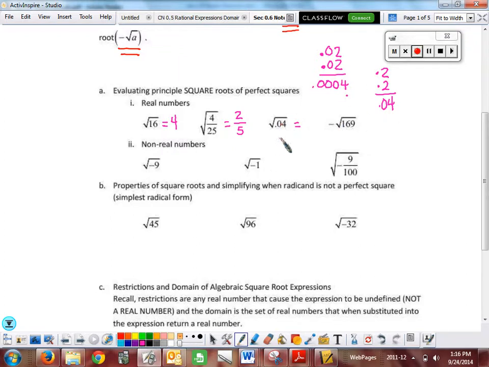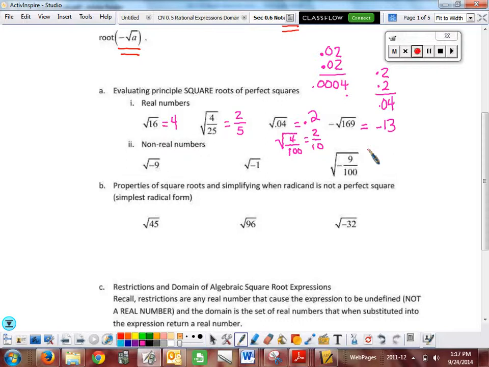You could also think of this as the square root of 4 over what? 100. And what's the square root of 4 over 100? 2 over 10. Oh, yeah, there's where the 0.2 is coming from. All right? So just be careful with decimals. And then over here, negative square root of 169. Negative 13. Hey, the 13 is the principal one, and I indicated I wanted the negative one by sticking the negative in front to tell you I wanted the negative root. Okay? All right, everybody good?